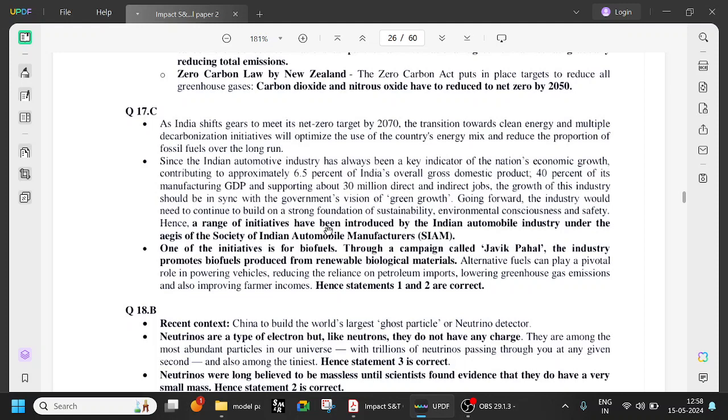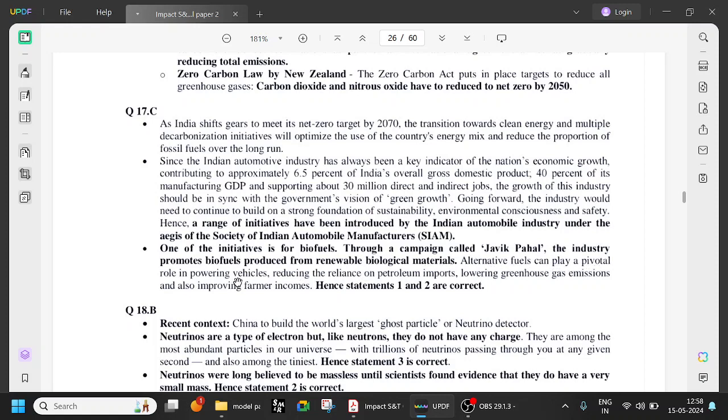Okay, stage three is made from some form of algae. Okay, stage four is made from genetically modified crops. That is the national biofuel policy. Very important. Try to remember. So this campaign called Jaivik Pahal, the industry promotes biofuels produced from renewable biological materials.